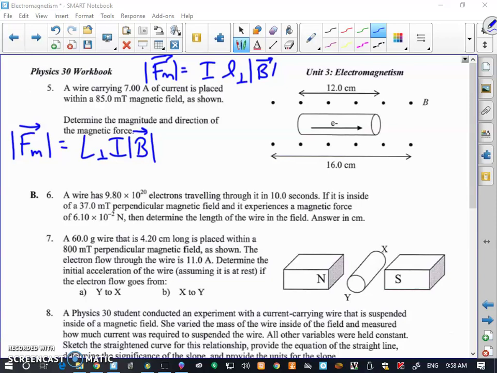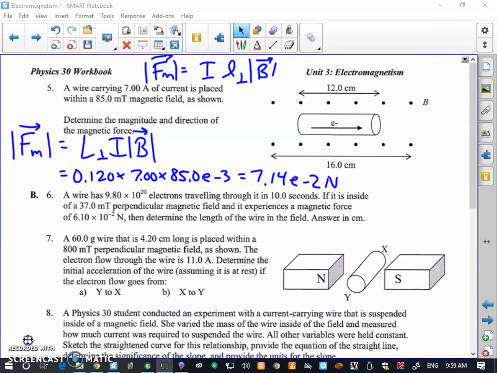Of course, we have the wire. We have the strength of the magnetic field, the current, the length. We're good. Let's plug everything in. We got 12 centimeters, 0.120 meters. Multiply that by 7 amps, and multiply that by 85.0 E negative 3 Teslas. All right, calculator time. I get 7.14 times 10 to the negative 2 newtons. Now let's take a look and see if we can figure out the direction of this magnetic force.